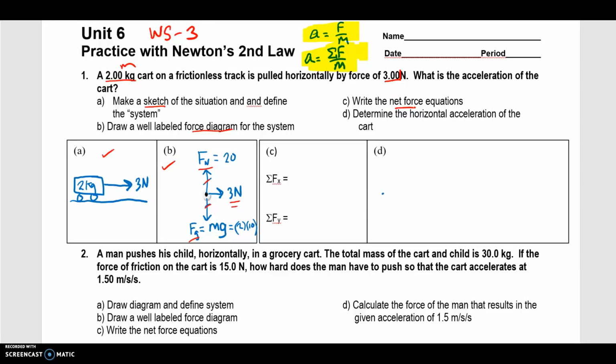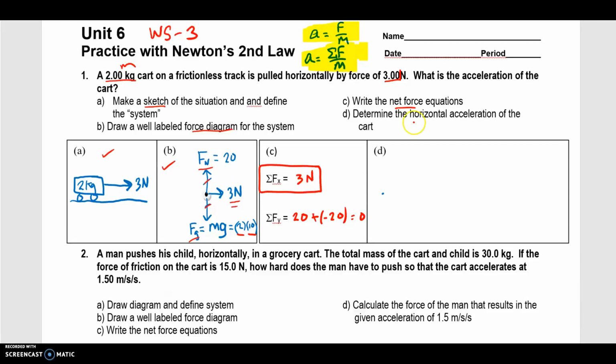So in X, it's simple. There's only one horizontal force, and it's 3 newtons. In Y, it would be the gravitational force down, which is mass times acceleration due to gravity, and that's downward, so that's a minus 20. And the upward normal force is plus 20, and then plus minus 20, the gravitational force, which equals 0. So that means the horizontal force is the net force.